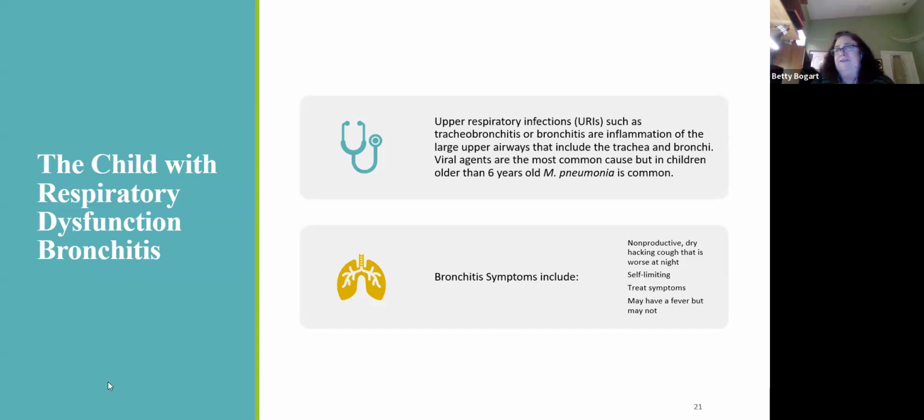We know that as adults, you go in and you say you have bronchitis, you get a Medrol dose pack and a Z-Pak. In children, we may or may not give some sort of steroids for that. We may or may not give antibiotics. That's always a physician choice. And no fever, usually.